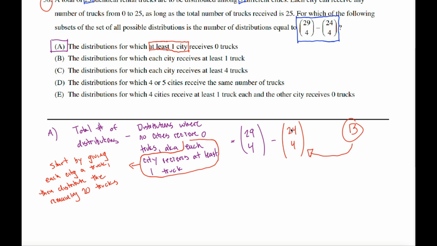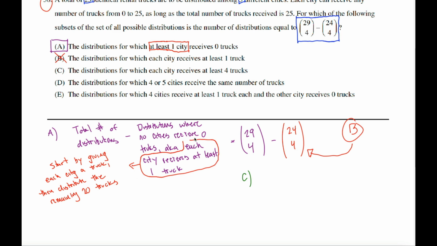For now, we'll just recognize that 24 choose 4 looks different than 29 choose 4 minus 24 choose 4, and therefore it's likely not the right answer. What about C? C talks about the distributions for which each city receives at least 4 trucks. That's almost identical to what we just figured out in B.